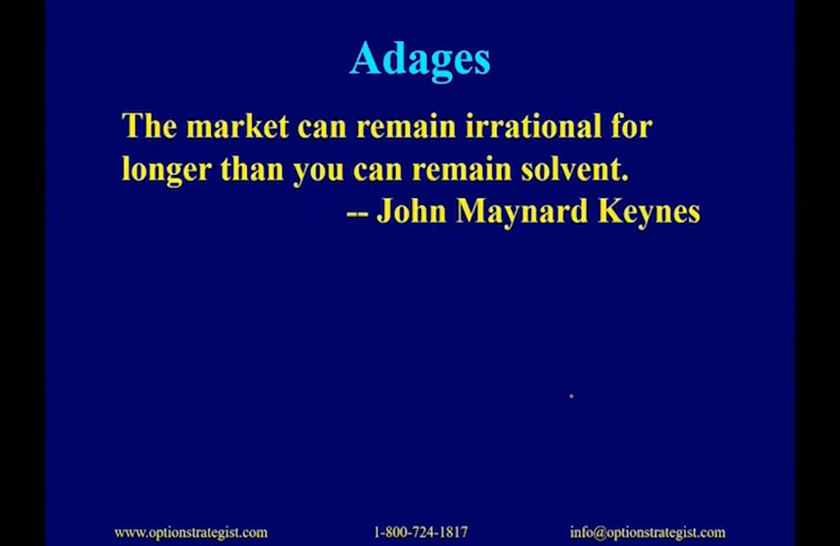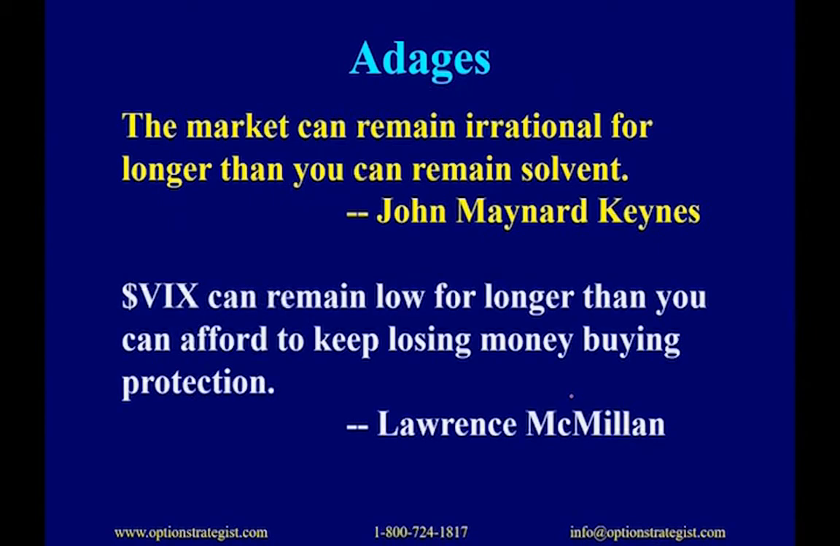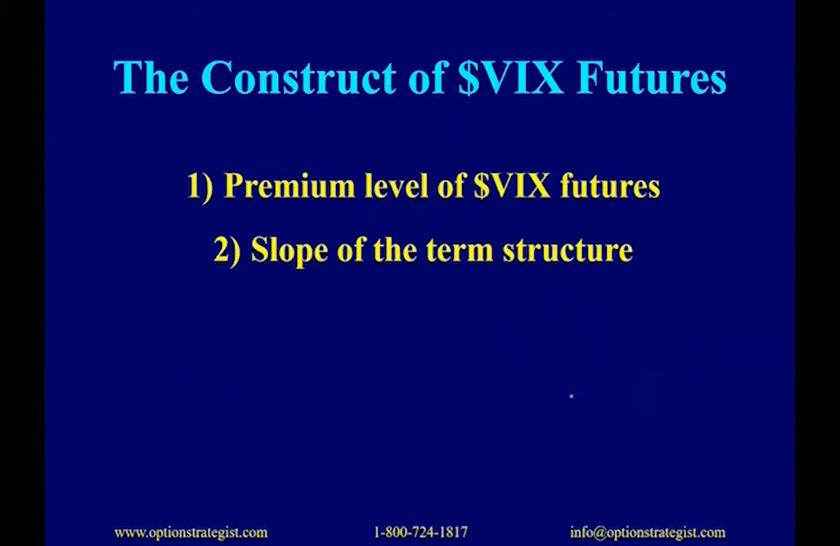So Keynes said the market can remain irrational longer than you can remain solvent. I'm saying VIX can remain low for longer than you can afford to keep losing money buying protection. A lot of people keep trying to buy the VIX and it's just not working out for them. If you're going to buy VIX for protection, stay short term and stay well out of the money. Just use it for disaster protection.